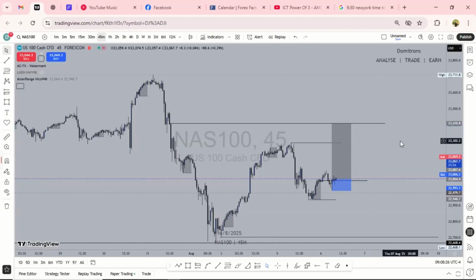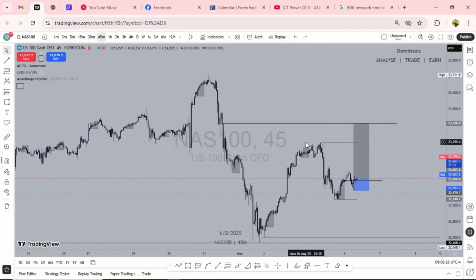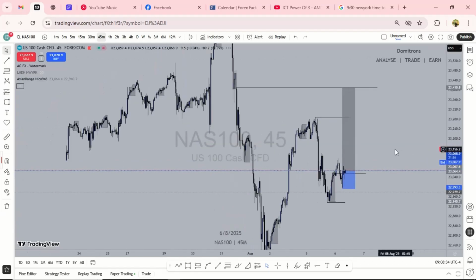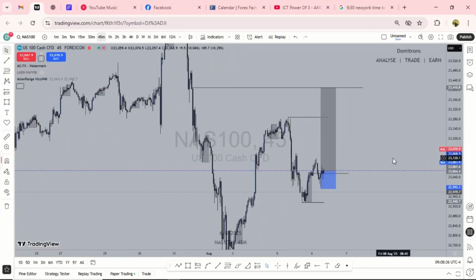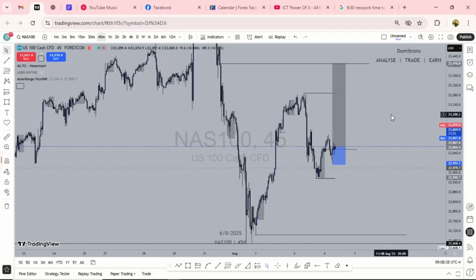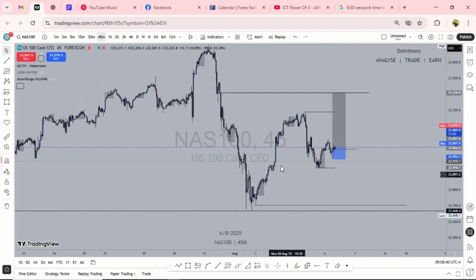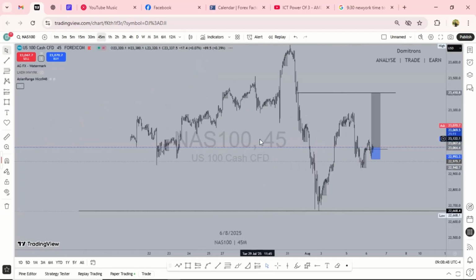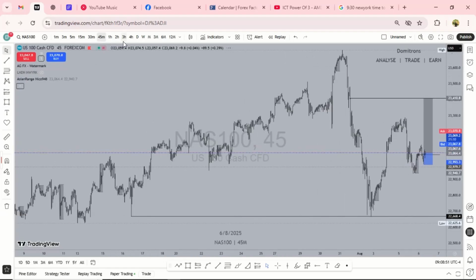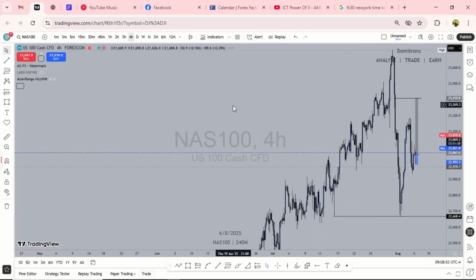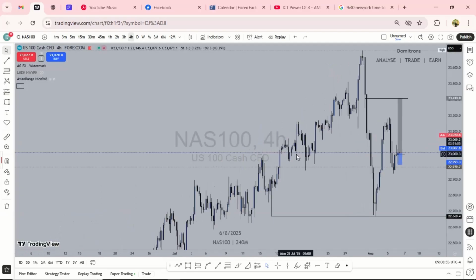Okay. So why am I looking for a buy setup? All right, so the reason why I'm looking for a buy setup is because of this swing point that we have right here. All right, let me go to the higher time frame.